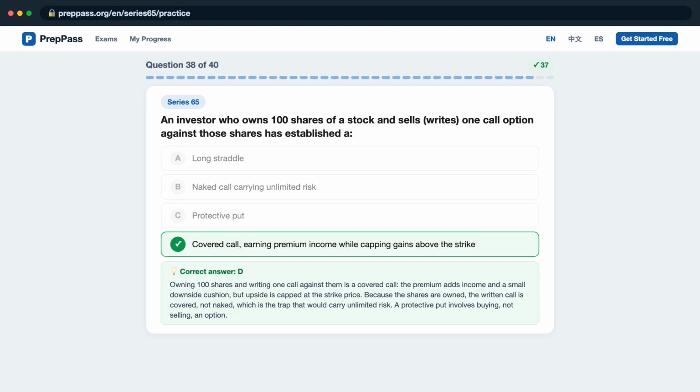The correct answer is D, owning 100 shares and writing one call against them is a covered call. The premium adds income and a small downside cushion, but upside is capped at the strike price. Because the shares are owned, the written call is covered, not naked, which is the trap that would carry unlimited risk. A protective put involves buying, not selling, an option.